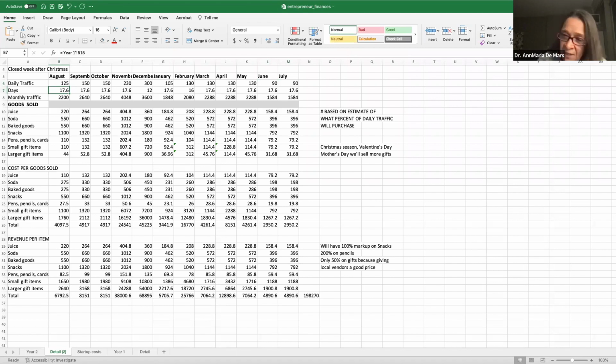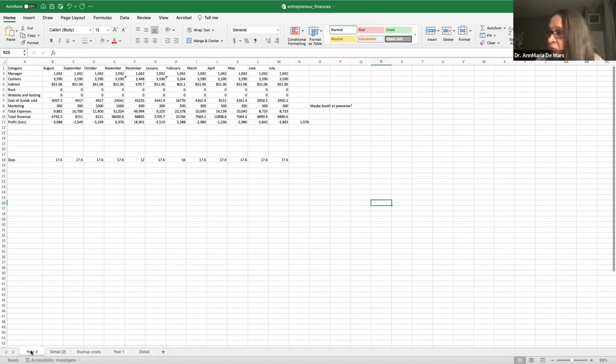So I increased the number of people coming in by 15%. And lo and behold, if we could do that in our second year, instead of losing money, we'd break even. In fact, we'd even make a couple thousand.